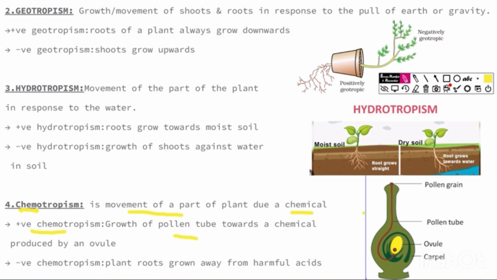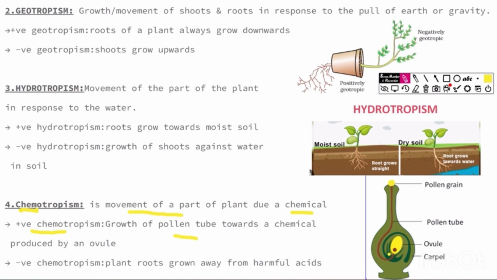pollen tubes. What happens whenever pollination occurs? We know that a pollen grain comes, and this is the female part of the plant, which is called the carpel or the pistil. Then a pollen grain comes and attaches on the stigma of the flower. From this pollen grain a pollen tube arises and starts moving down the style towards the ovary and then towards the ovule. Now how does it move towards the ovule?